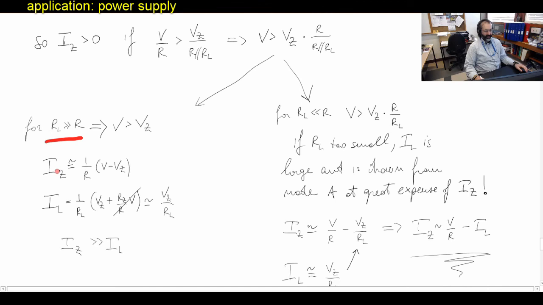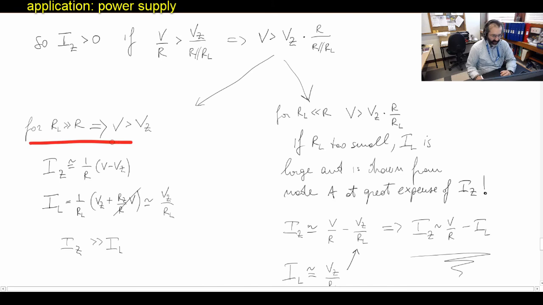effectively this parallel here, when you do the parallel between something small and something big, in this case RL would be big, well, the parallel is very close to R. In this case, R over R is 1, this means V bigger than VZ. So this means that if the load is big enough, much bigger than R, then we will be in the breakdown operation if V is bigger than VZ, which is generally what we want from this kind of circuit use of the zener diode, if you like.